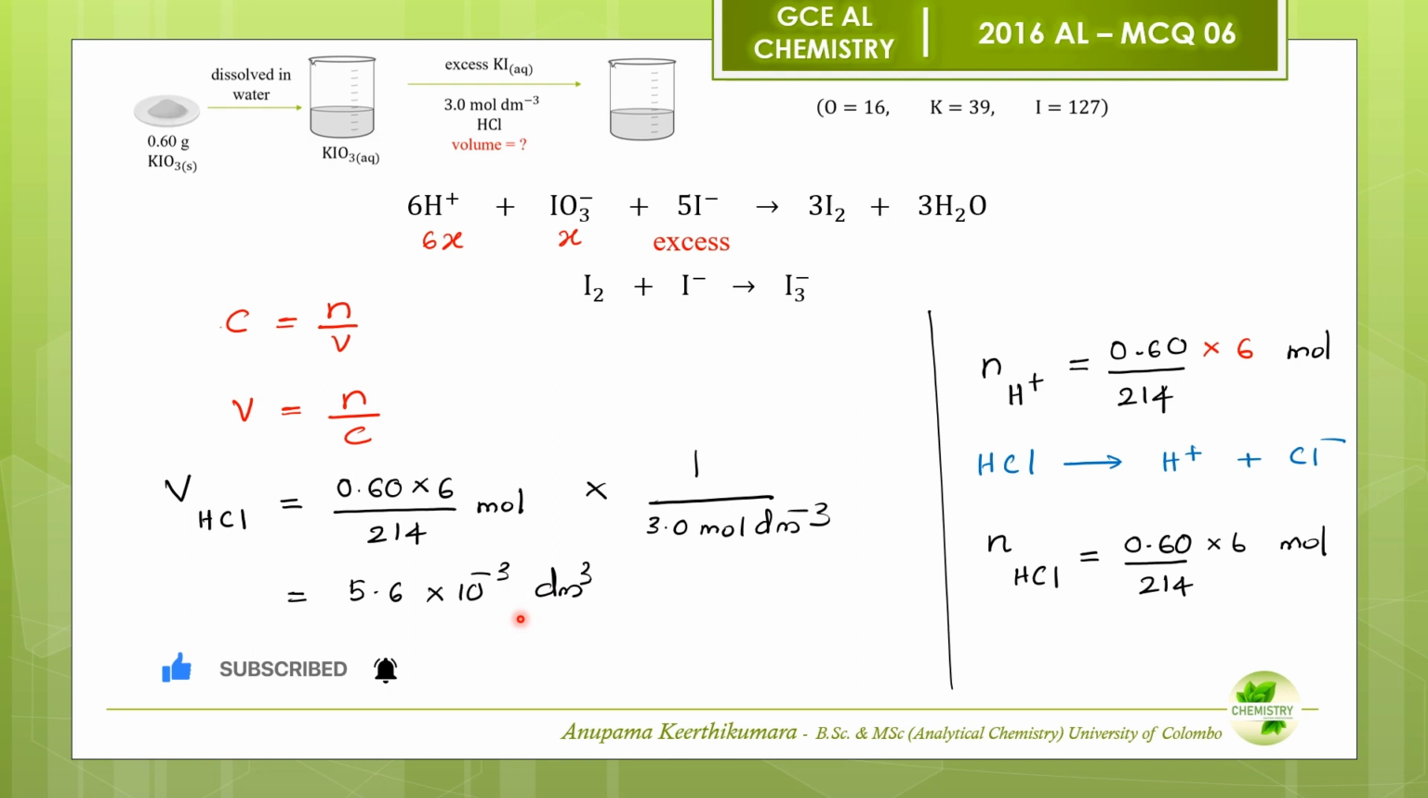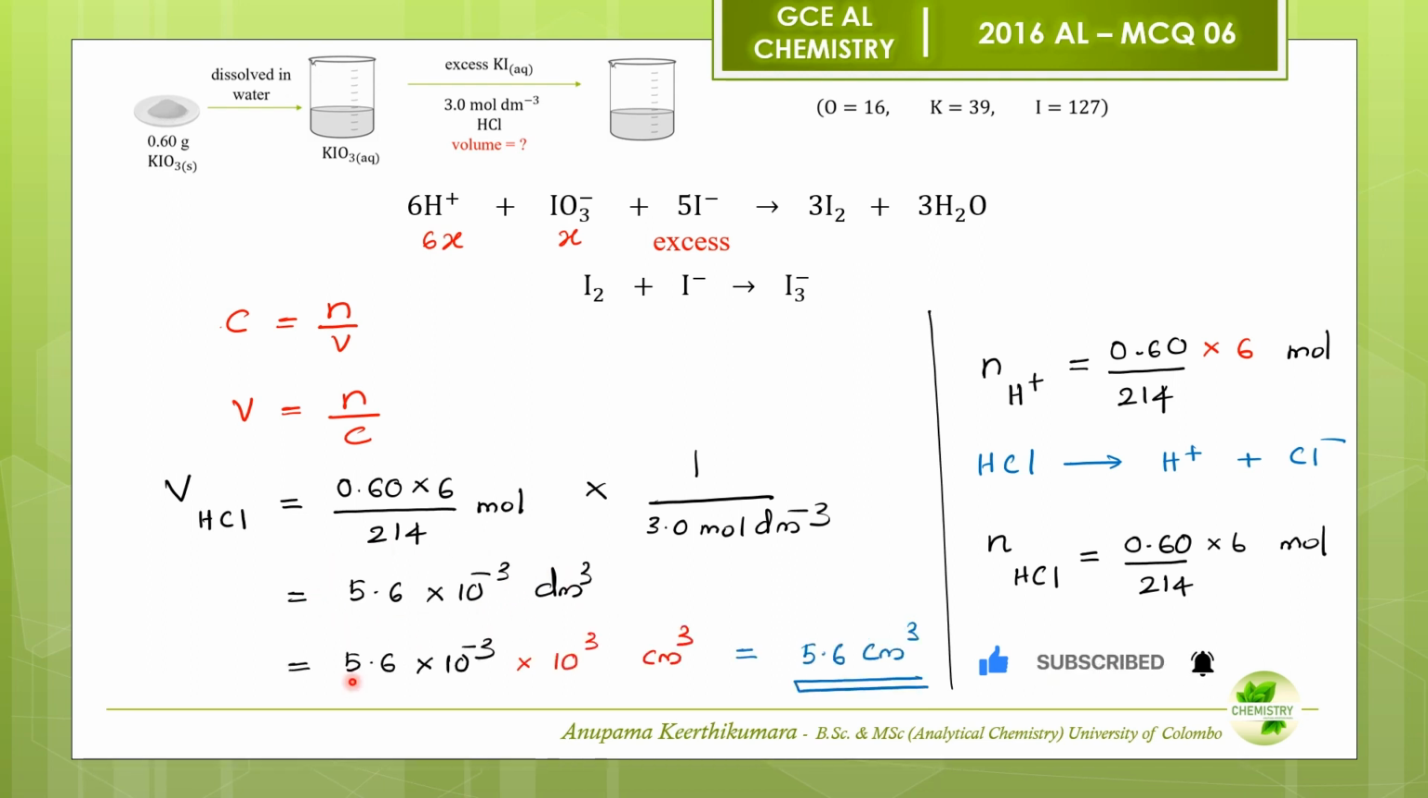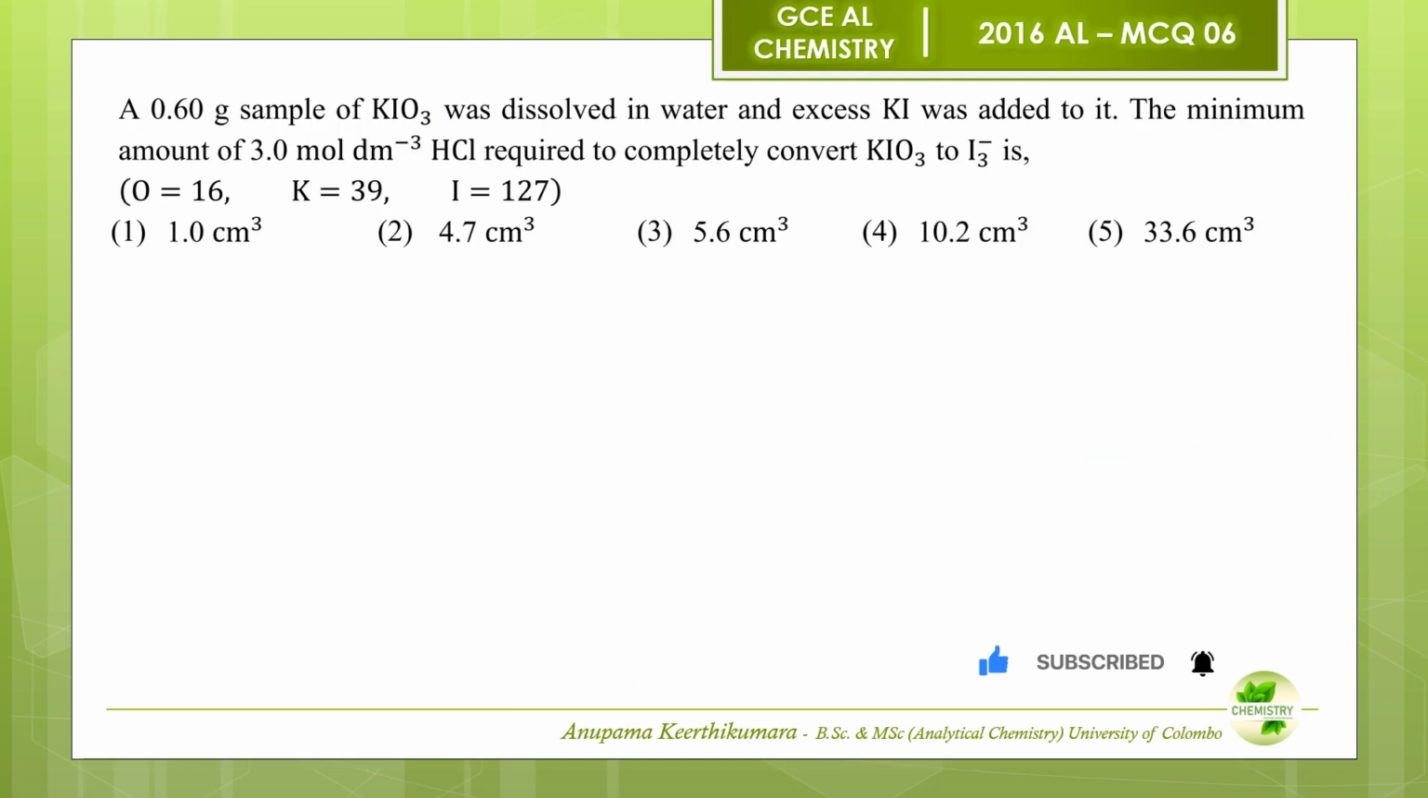But the answers are given in cubic centimeters. Therefore, we need to convert this volume into cubic centimeters. To convert cubic decimeters into cubic centimeters, we need to multiply this answer by 1000. 5.6 times 10 to the negative third multiplied by 1000 equals 5.6 cubic centimeters. The answer is number 3.